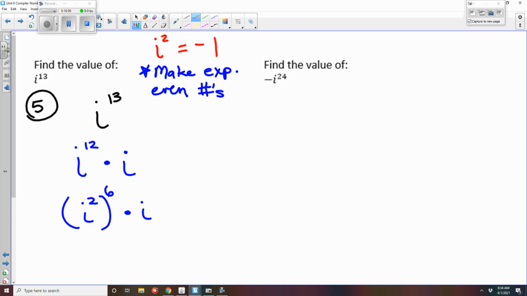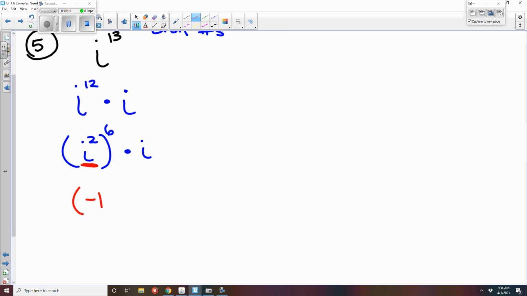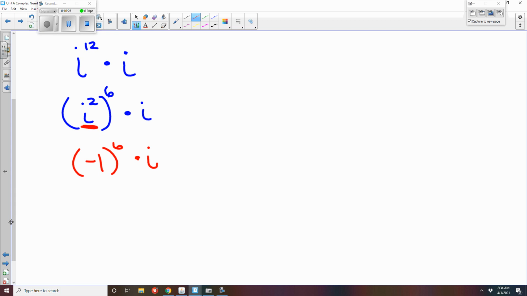I know i squared is what? Negative 1. So I can replace this i squared here with negative 1. I'm going to get negative 1 to the 6th power times i. And now this is calculator work time. Put in your calculator parentheses and all. Parentheses, negative 1, parentheses to the 6th power.